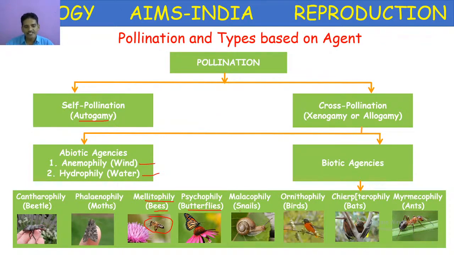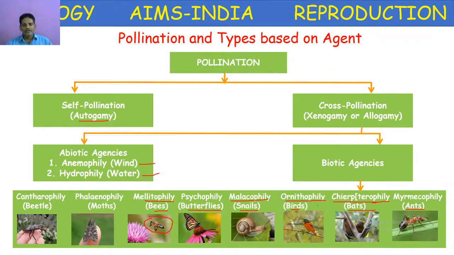If it takes place by snails, malacophily. If it takes place by birds, ornithophily. These are all technical terms. If it takes place by bats, chiropterophily. If it takes place by ants, it is called myrmecophily. So these are all the important biotic pollinating agencies.